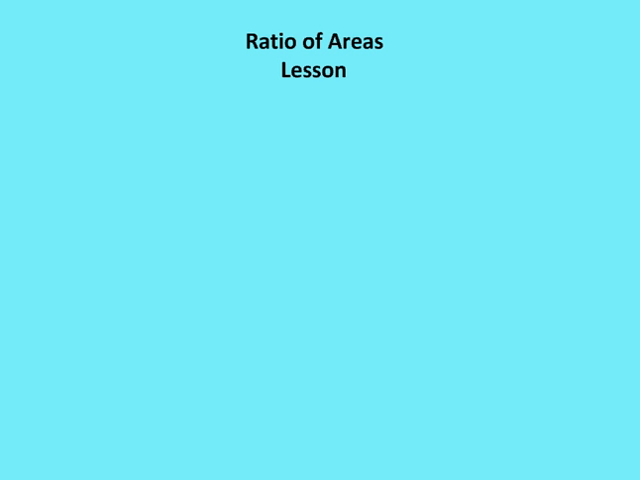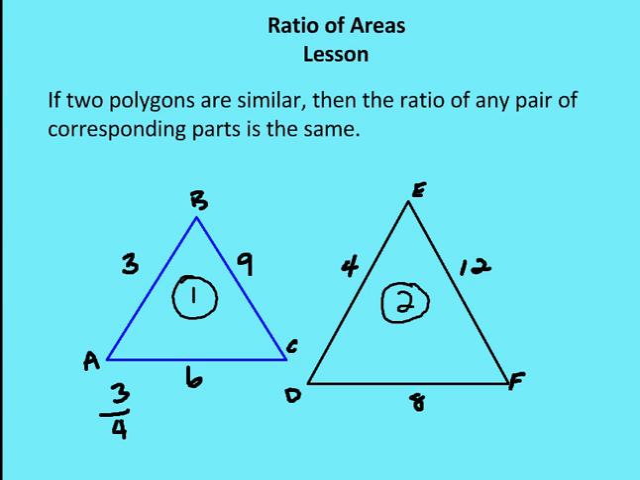In this edition of Otten Math, we're going to talk about the ratio of areas. Well, let's get started. All right, so if we have two polygons that are similar, then the ratio of any pair of corresponding parts is the same.